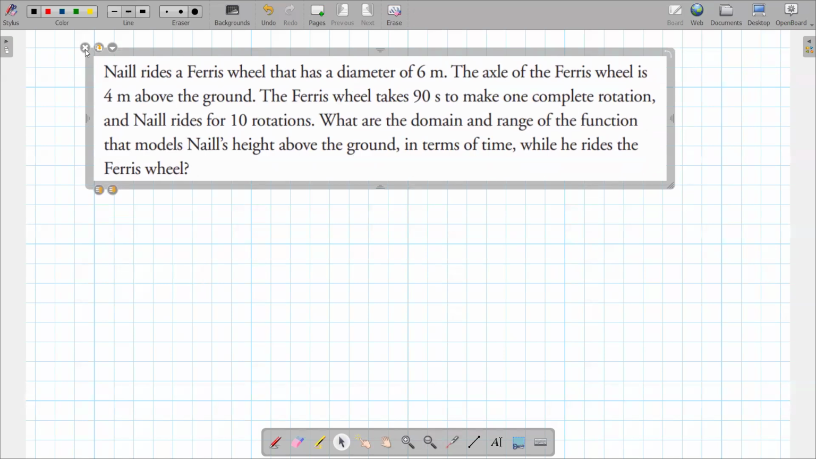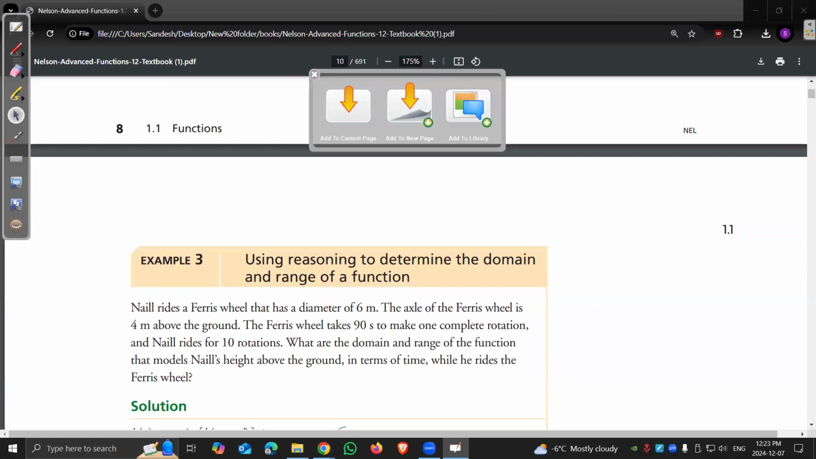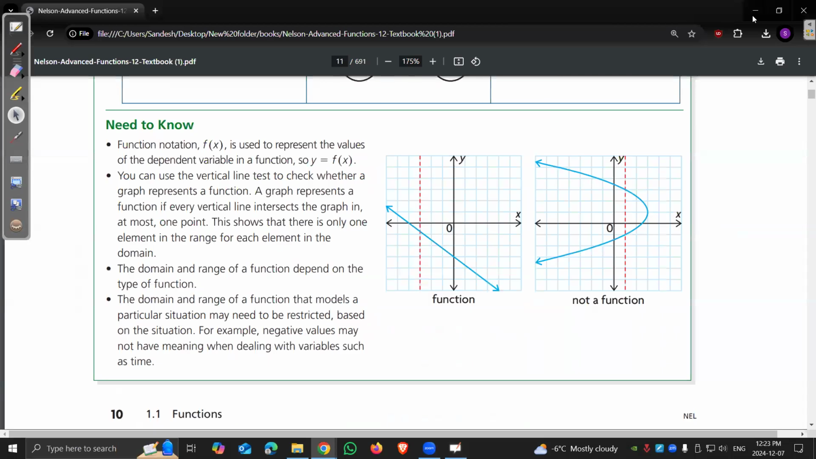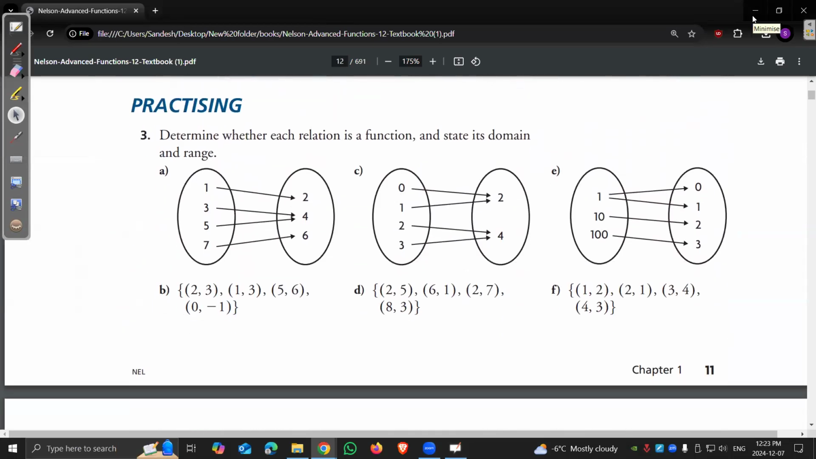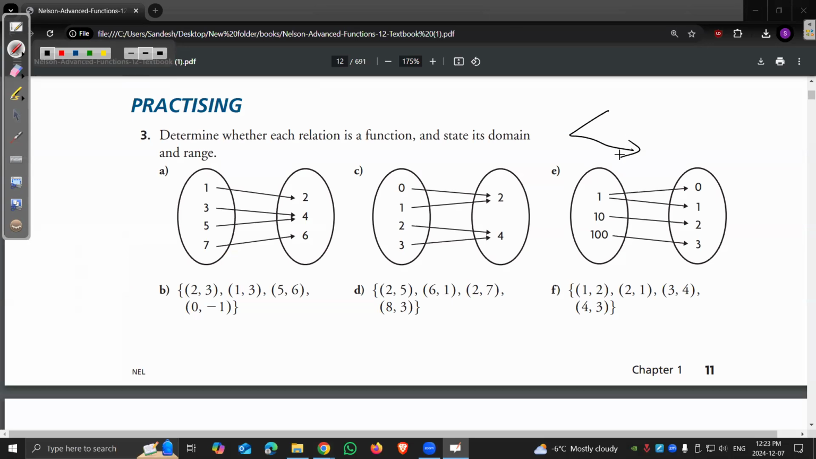Maybe we'll ignore it for now because this one is talking about trig and then we have to graph it out. It's a little bit annoying. Okay, so automatically remember the sign that you're looking for is this. In these mapping diagrams, you're looking for this. If you see this, it's not a function.